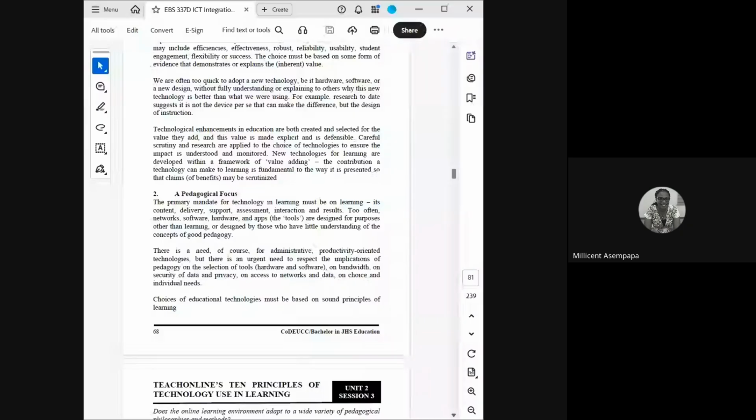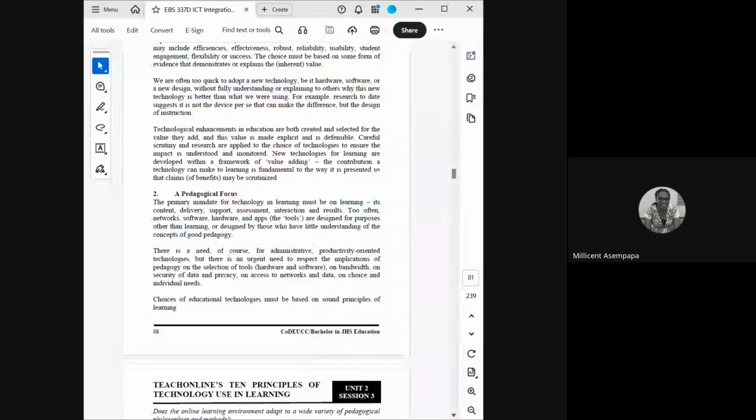Okay. Then the second principle is saying that it should be pedagogical focus. So it means that the technology you are going to use should be focused on how you are going to deliver the lesson: the content of the lesson, the delivery, support, assessment, interaction, and results.